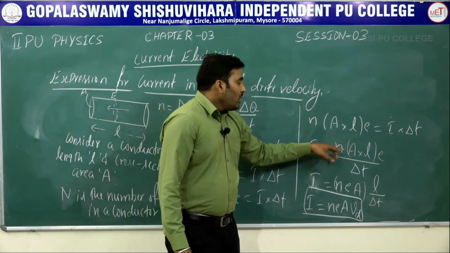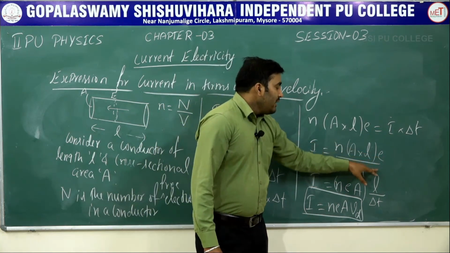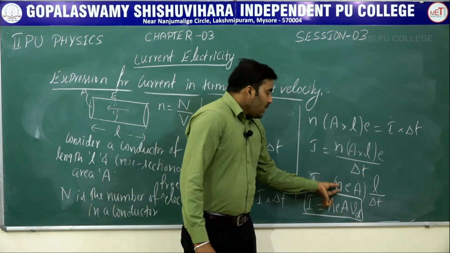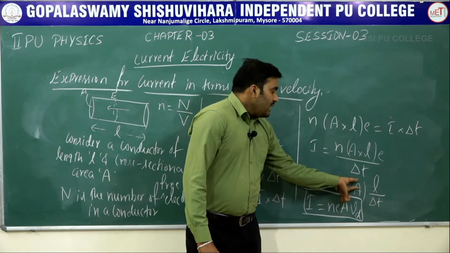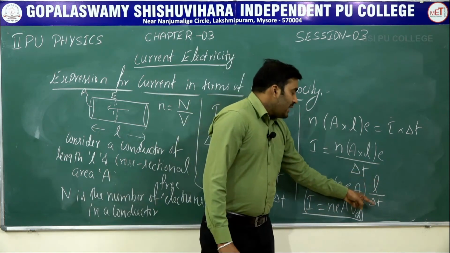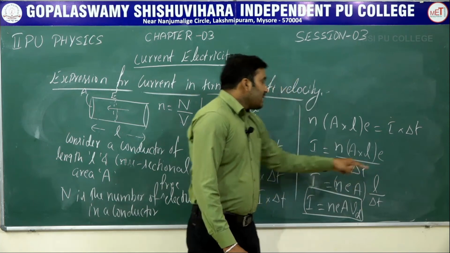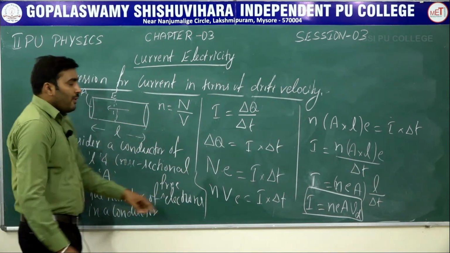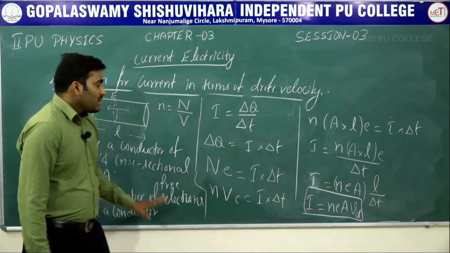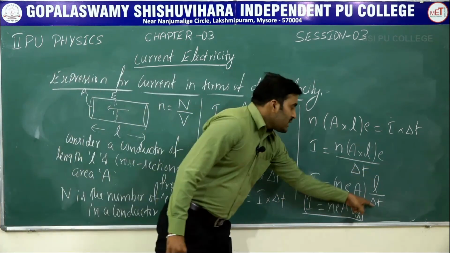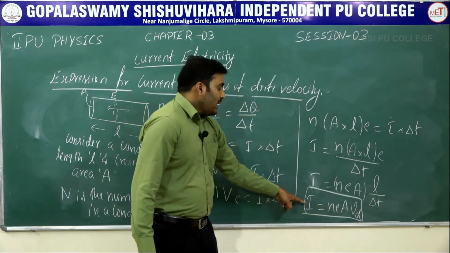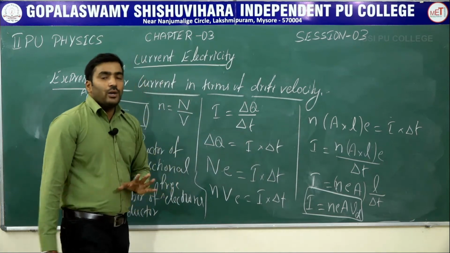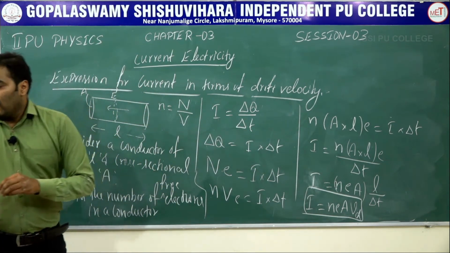Now I is equal to n into A into L into e divided by delta T. I am rearranging this equation. So if I write nеA inside the bracket and L divided by delta T, this L is nothing but the displacement of electrons from here to here. The displacement divided by time gives a velocity, and this velocity is nothing but the drift velocity. So we get I is equal to nеA into VD. This is the expression for current in terms of drift velocity.